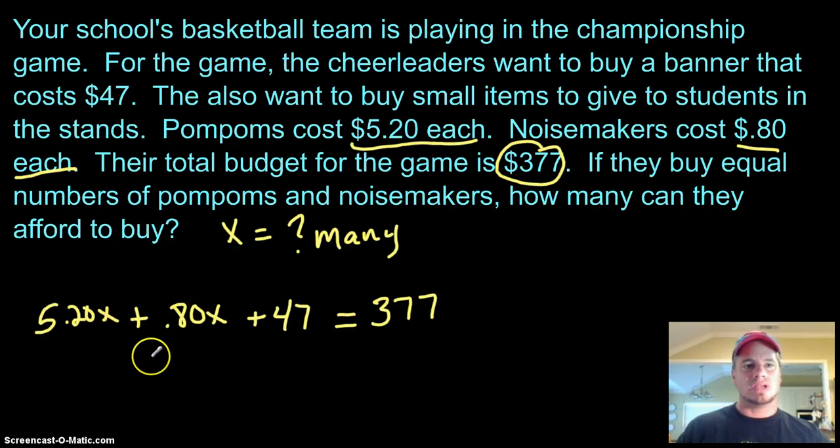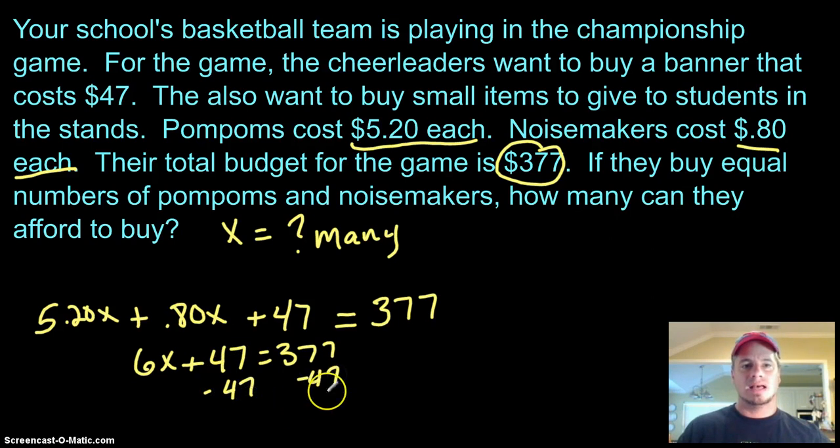I can add these two together. This adds nicely, I get 6x. 5.2 and 0.8 give me 6. I combine like terms, basically, is what I did. Equals 377. I hope I don't run out of room, but it looks like I'm going to. Subtract 47 from both sides. Don't do this on your paper, but we're going to go over here. 6x equals, that is 0, that is 3, and that is 3.